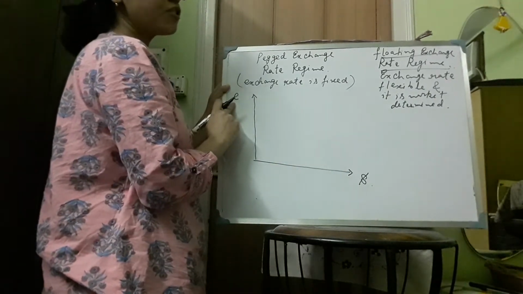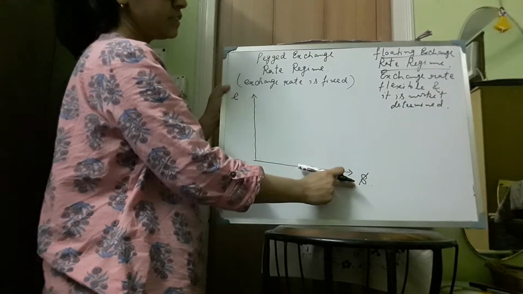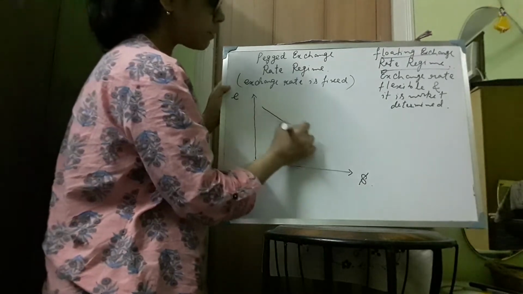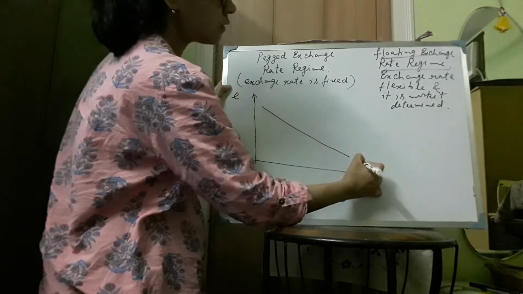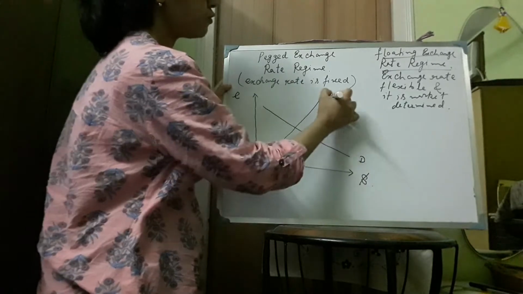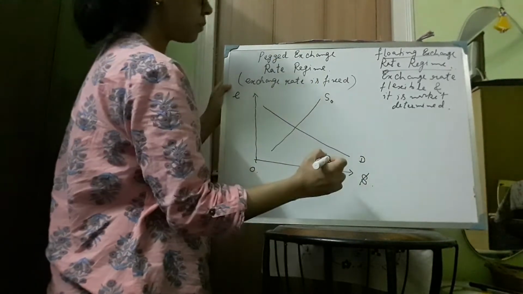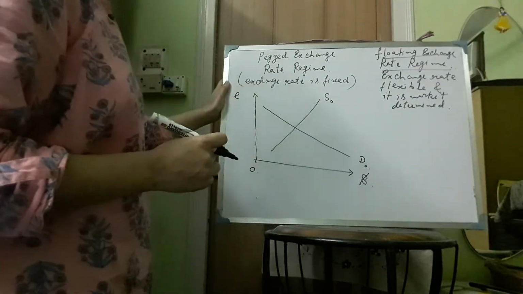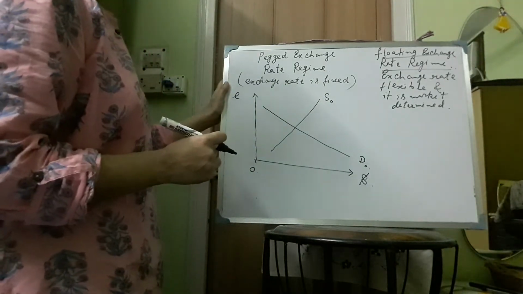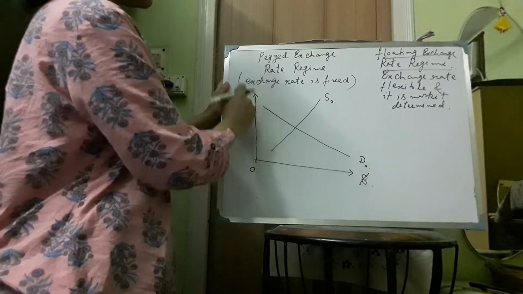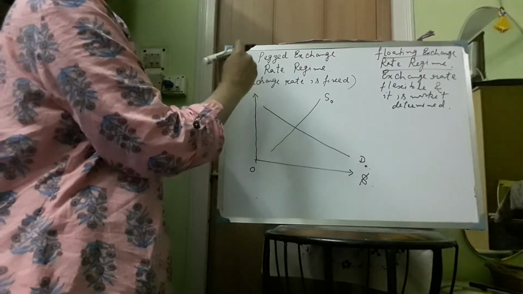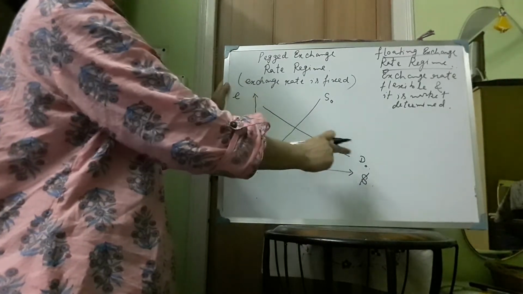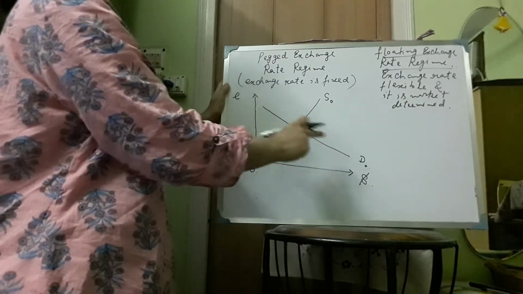Price of dollar in terms of rupees, that is the exchange rate, and this is the amount of dollar. So this is the demand curve for dollar and this is the supply curve of dollar. Initially S0 is the supply curve of dollar and D0 is the demand curve for dollar. So why is D0 negatively sloped? When the price of foreign currency increases, then automatically the demand for foreign currency declines. So that is why the demand curve for dollar is negatively sloped.